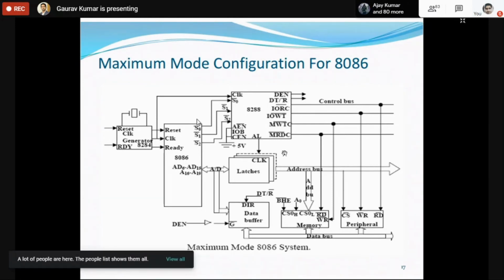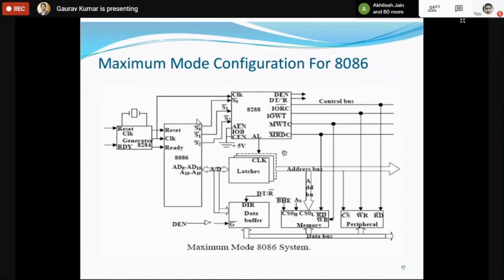I'll provide you the exact diagram, because this is not a complete diagram; I got it from the internet. So I'll provide you a more correct, more descriptive diagram. In that diagram there are two more signals I told you: advanced memory write and advanced input output write. So advanced input output write, advanced memory write.